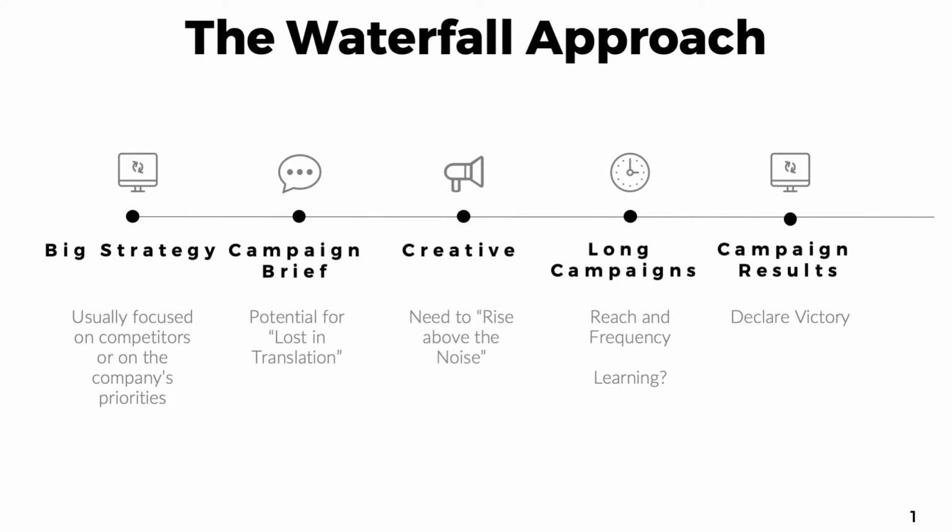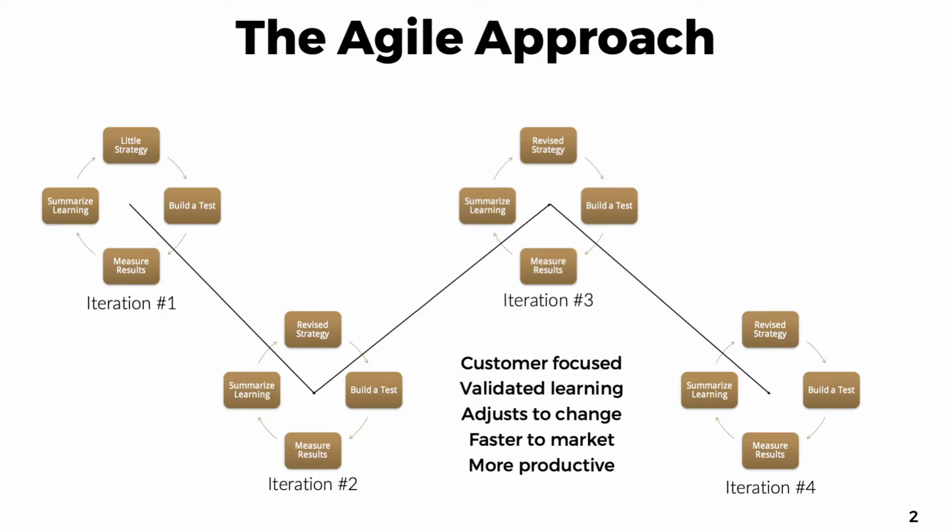Let's take a look at the Agile approach. In the Agile approach, we come up with a little strategy, our best guess at the time about what is going to work, and we express it as a thesis or hypothesis. The emphasis is on the customer and aligning our messages and our deliverables with the customer's needs. We build a test, perhaps an ad, but more likely some other kind of content. And we test out the reception among customers, measuring the results.